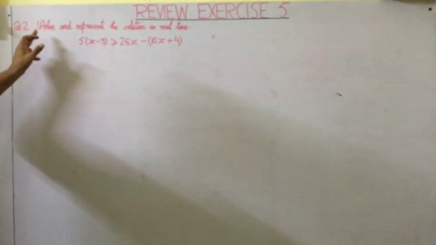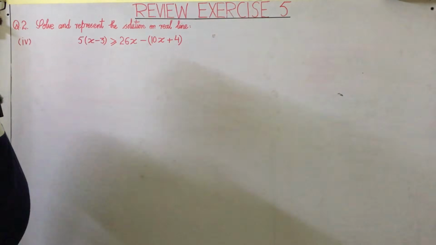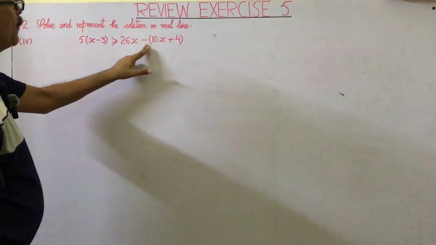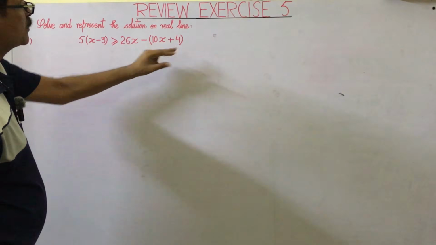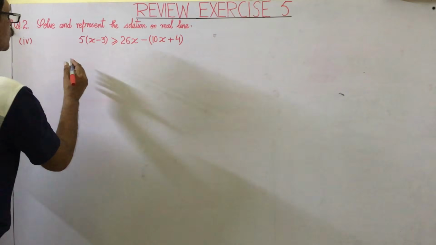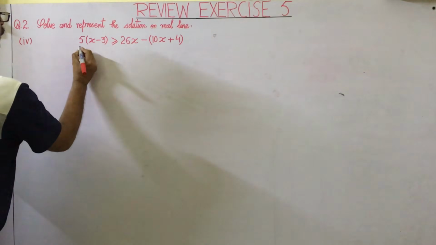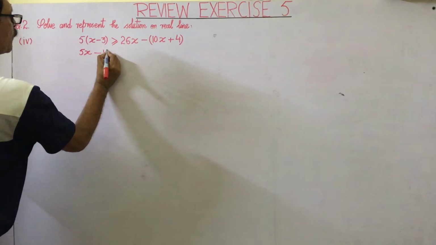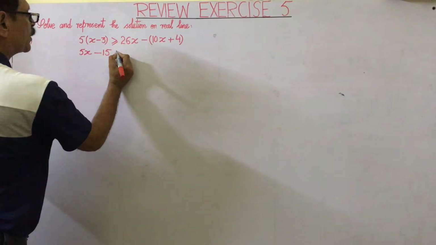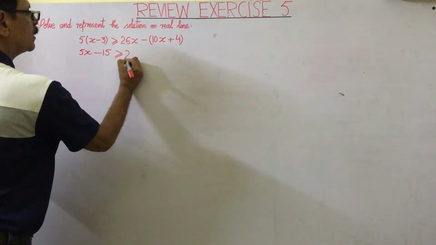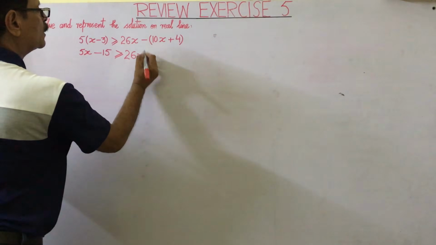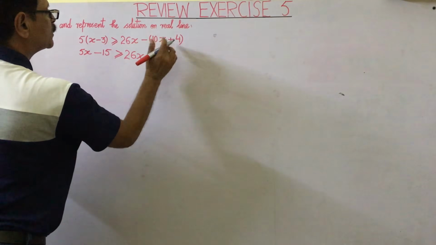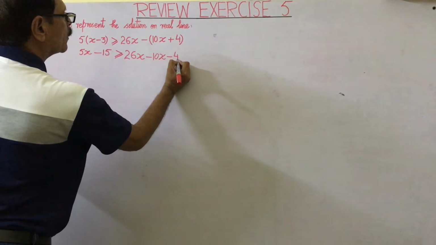Question 2, part 4. Solve and represent the solution on real line. 5 into (x - 3) is greater than or equal to 26x - 10x + 4. Opening the brackets, 5x plus into minus is minus, 5 3s are 15, is greater than or equal to 26x minus 10x, minus into plus is minus 4.